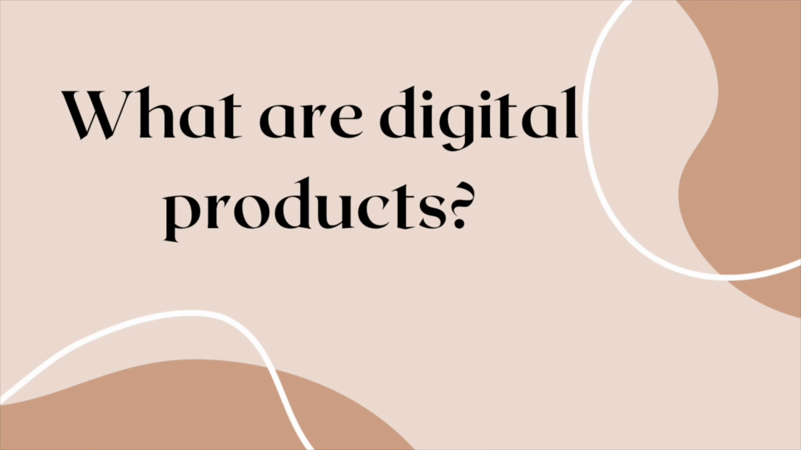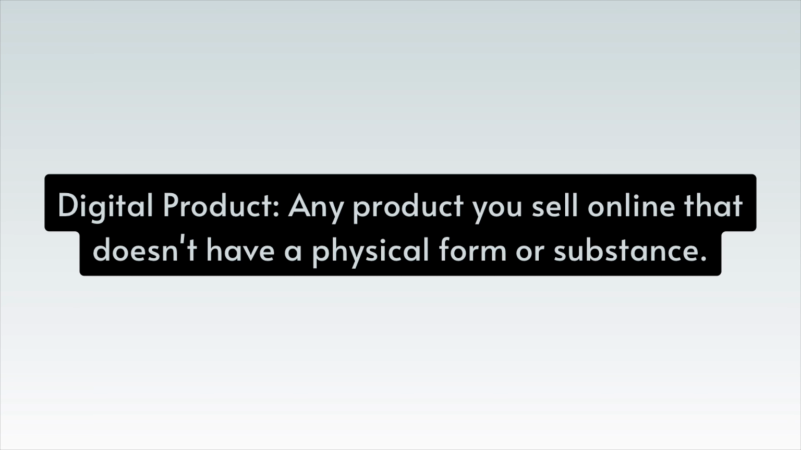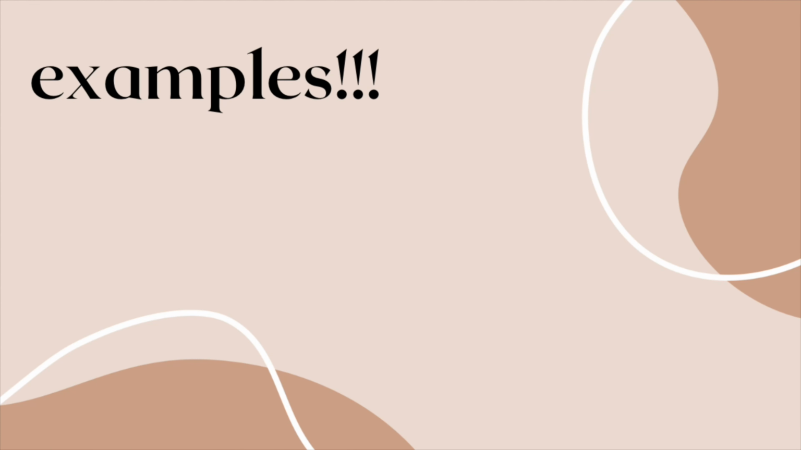The first thing that I want to dive into is what are digital products? A digital product is any product that you sell online that doesn't have any physical form or substance. So essentially, you are going to make this product online and you are going to sell it to someone online. Now we are going to move on to the examples of some digital products.